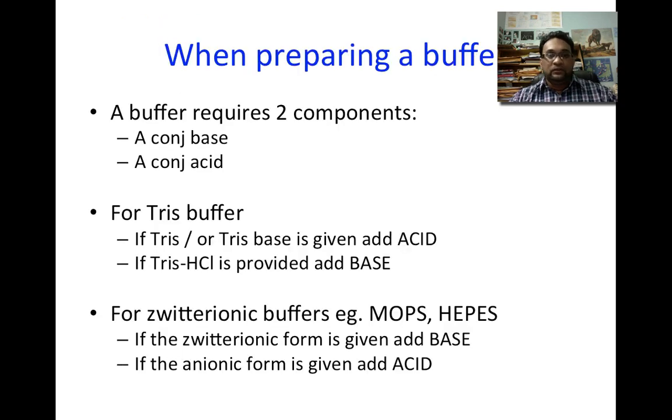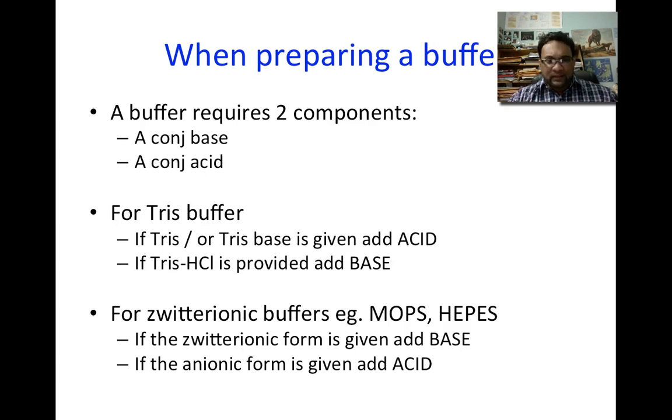So a buffer requires two components, a conjugate base and a conjugate acid. So one of the typical buffers in a lab is the tris buffer. Now, they could give you one component. So for instance, if they give you tris base in the lab, then you have to add acid to get the acid component. If tris HCl is provided in the lab, then you add base to get the tris base component, because you must always have a conjugate base component and a conjugate acid component.